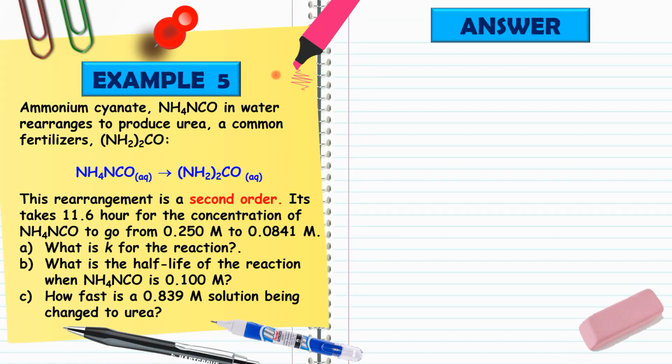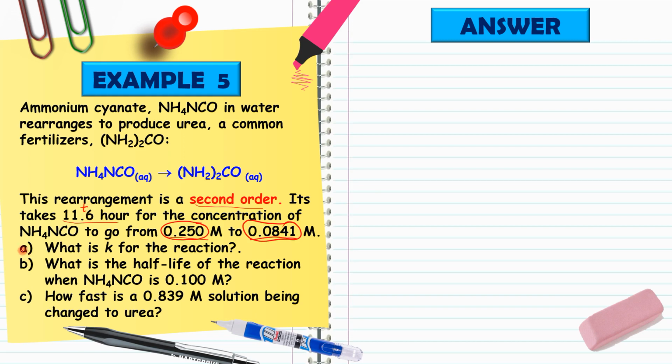Now we move to example number 5. Ammonium cyanide, NH4NCO, in water rearranges to produce urea, a common fertilizer. This rearrangement is second order. It takes 11.6 hours for the concentration of ammonium cyanide to go from 0.25 molar to 0.0841 molar. What is K for the reaction? We have the initial concentration, the final concentration, and T here.